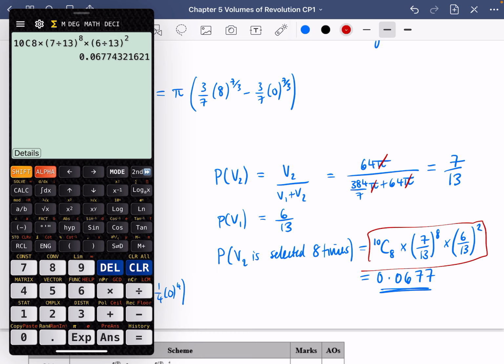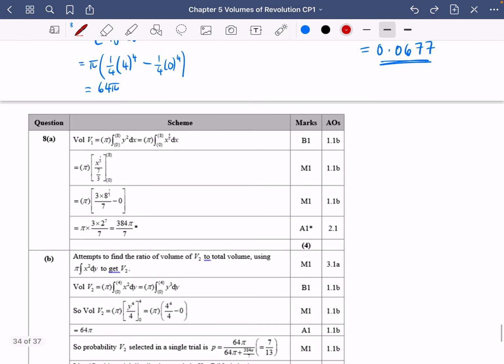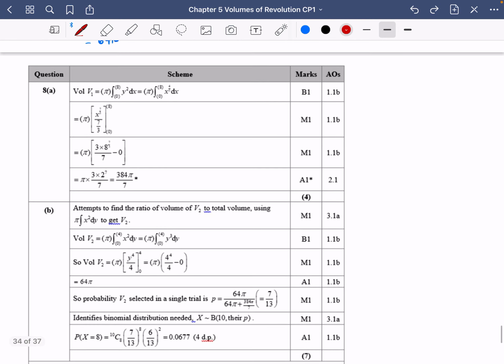If you're not sure about this bit that I'm talking about here, you're going to need to do some recapping of your binomial probabilities from year 1, which is from chapter 6. Okay, let's see if we got this all right. So we have got the correct volume here. Notice how you get 1, 2, 3, 4 marks in part 2 for not even doing the probability part, just for finding the next volume. We got the 7/13.